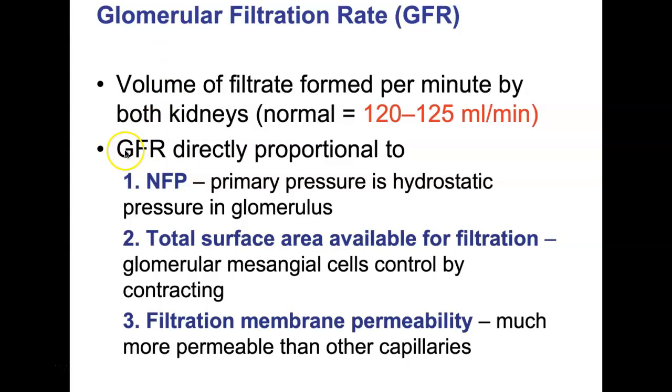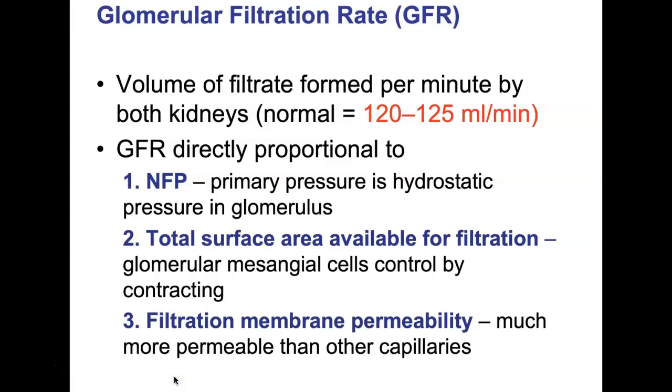And then the last component of GFR is going to be the filtration membrane permeability. So glomerular capillaries are thousands of times more permeable than other capillaries because of their fenestrations. Therefore, all of these three combined are going to be important in that they are directly going to control glomerular filtration rate.